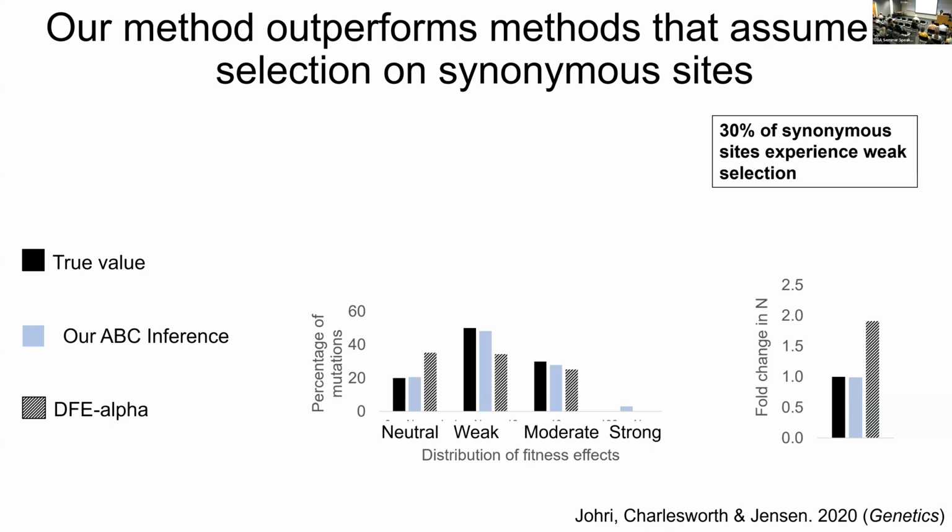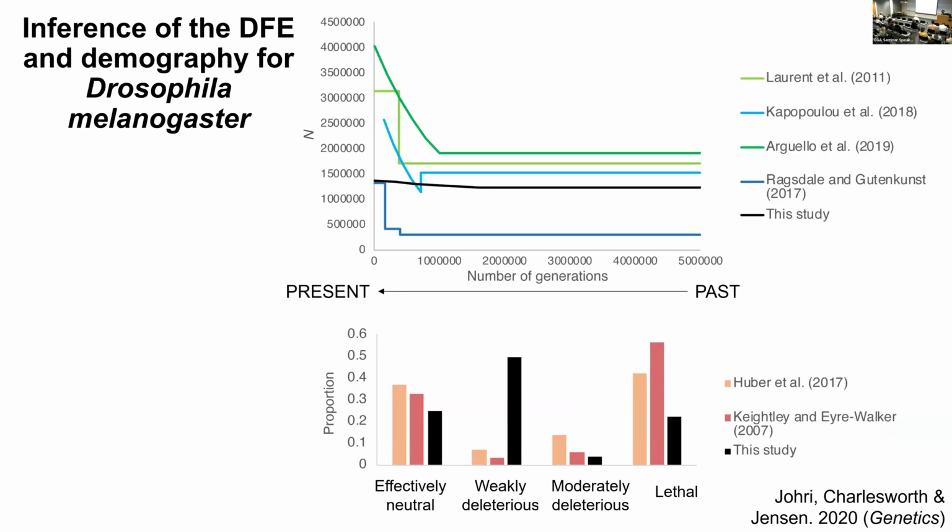Now that we know that the method works, or should work, we went ahead and applied it to a population of D. melanogaster. On the top panel is the population history. The black line shows you what we estimated, and all of those colored lines show you what population sizes were estimated by previous methods. Previously, people thought that this population has undergone recent growth. But when we use our method, we find that this population is mostly at equilibrium.